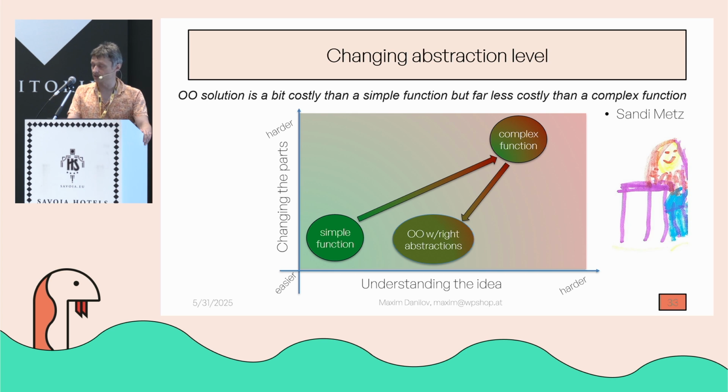And Sandi shows us that at the start we have simple functions. After that, we start implementing new features, and a simple function transforms into a complex function. And to reduce complexity, we start transforming the complex function into an object-oriented abstraction with the right implementation, I hope. It's a little bit more complicated than a simple function, but it's much less costly than a complex function, and I can accept it.